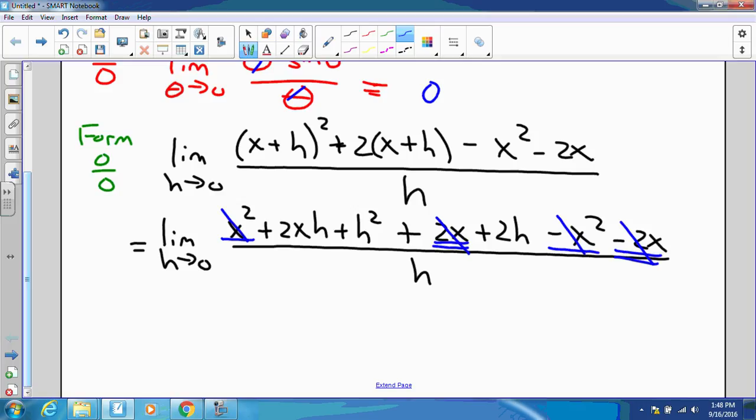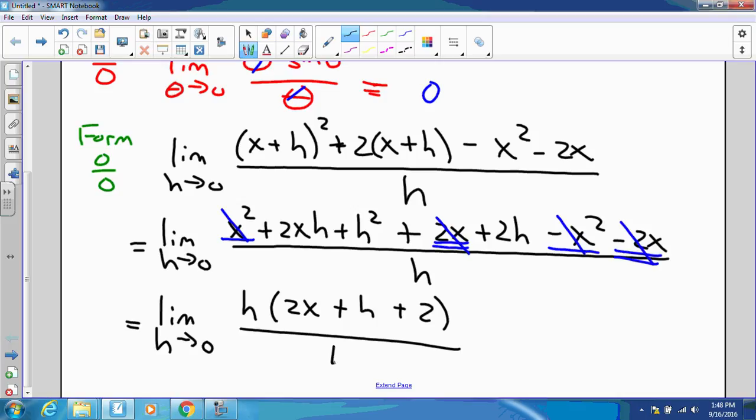And now comes the wonderful moment that we have known was coming. When I look at all of the terms that are left in my numerator, I see that all of them have a common factor of exactly h, h, and h. And when I factor out that common factor of h, in the first term, I get 2x. In the second term, I have h left over. And in the third term, I have a 2. And those cancel.